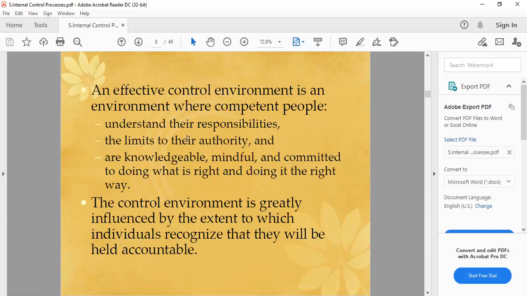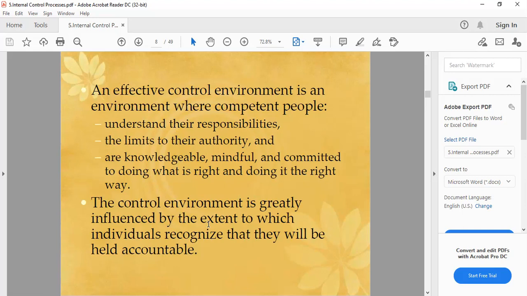And then we can say that the control environment is effective if people are competent. And they're competent if they know or understand their responsibilities, the limits of the authority given to them, and about ethics. So they are knowledgeable, mindful, and committed to doing what is right and doing it the right way. So not only the knowledge about what is right, but also in action, both in theory and practice.